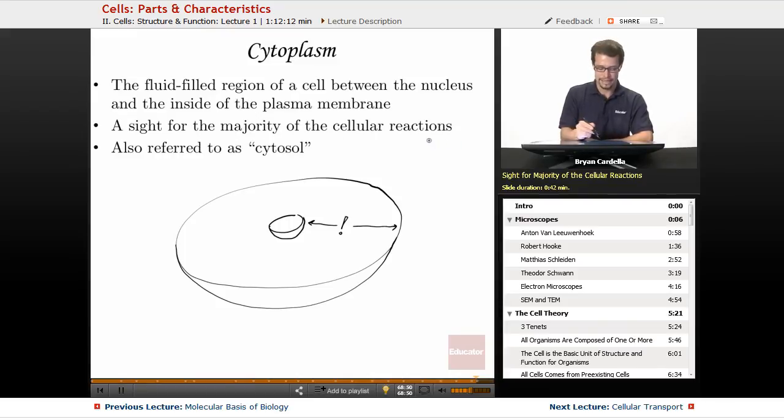Not a surprise. The inside of the nucleus is not called the cytoplasm. I've seen the word nucleoplasm or nuclear fluid. But yeah, the cytoplasm is all of this. It's also referred to as the cytosol when they're talking about the fluid itself that is in the cytoplasm, cytosol.